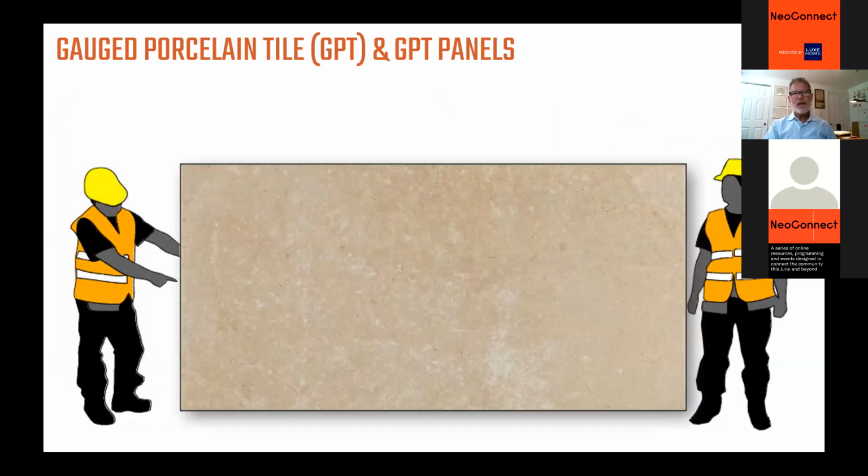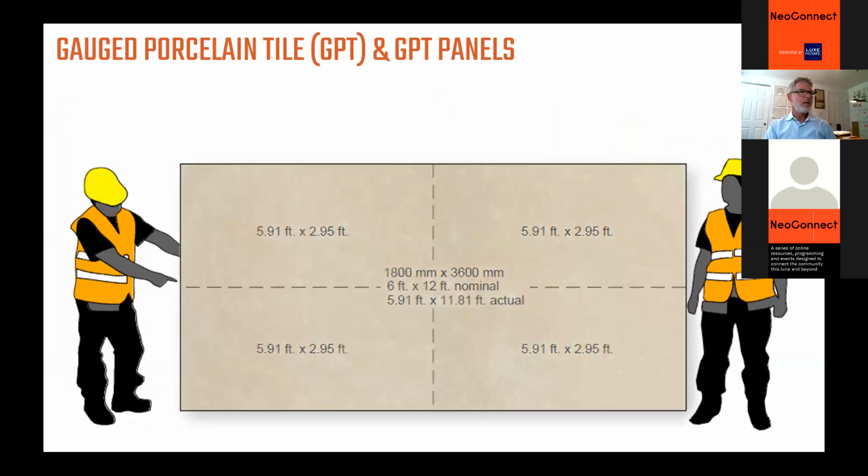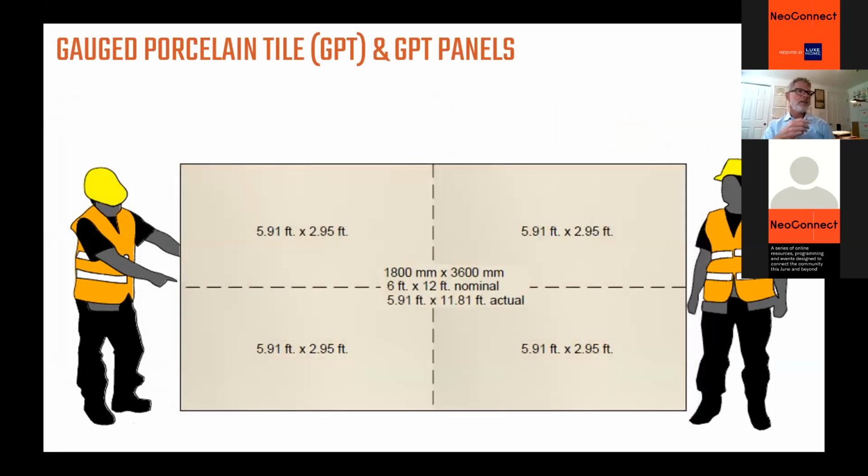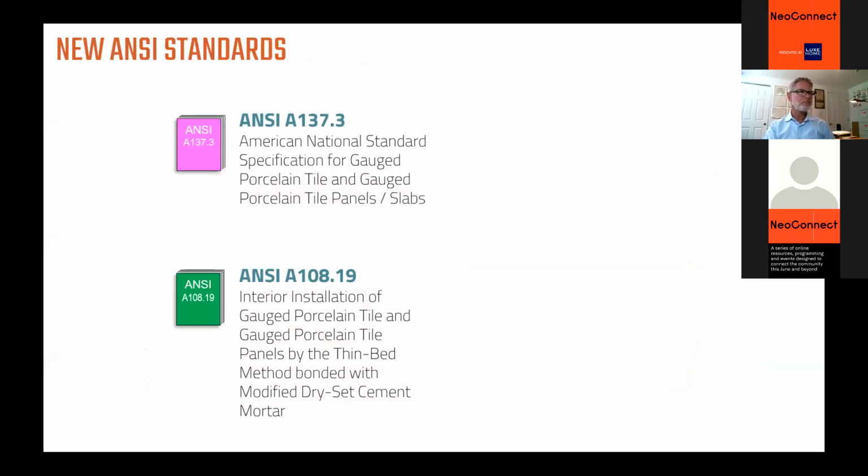So to scale, if these gentlemen on the screen are 6 feet high, this is going to be roughly a 6 foot by 12 foot piece of tile, and that would be to scale. And you can buy this today. If you cut that tile in quarters, that would be the size that the IBC is allowing in 2021 to be adhered. So the standards for GPT, gauged porcelain tile panels, are A137.3 for the material and A108.19 for the interior installation of the material.